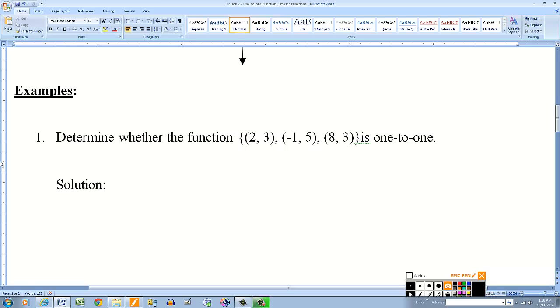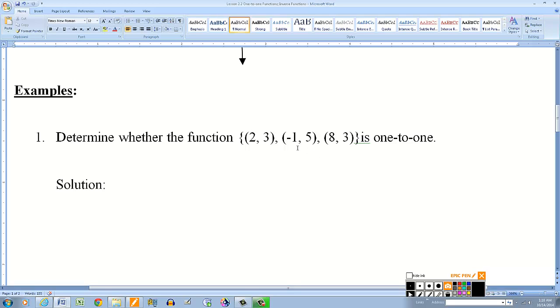So it's determine whether the function, okay, in this case it just gives you the ordered pairs, so it's very basic. Determine whether the function consisting of (2, 3), (-1, 5), and (8, 3) is 1 to 1. So this would just be 3 isolated points. In order to be a 1-to-1 function, it has to be a function. So for every x, there has to be one value of y. When x is 2, y can only be 3. When x is negative 1, y can only be 5. When x is 8, y can only be 3. So this is a function.